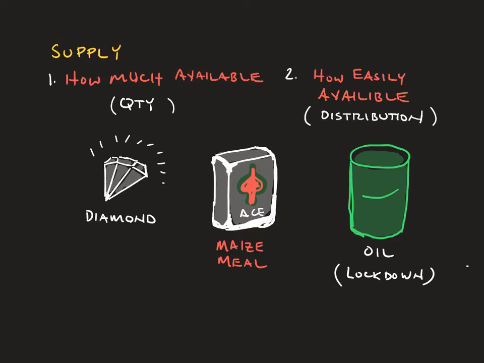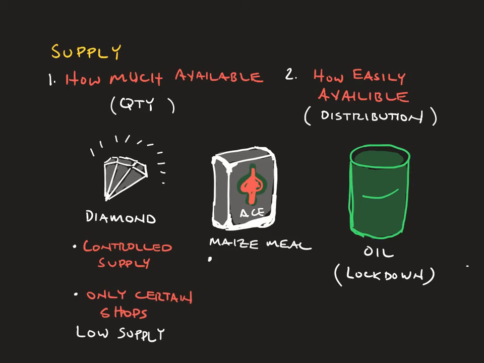In terms of the first example, diamonds have two interesting issues. The first is that the number of them available on the market at any time is controlled. Secondly, diamonds can only be purchased at certain shops. You can't go to Pick n Pay or Checkers and get a diamond. You have to go to a jewelry store. So this means that the supply of diamonds tends to be low.